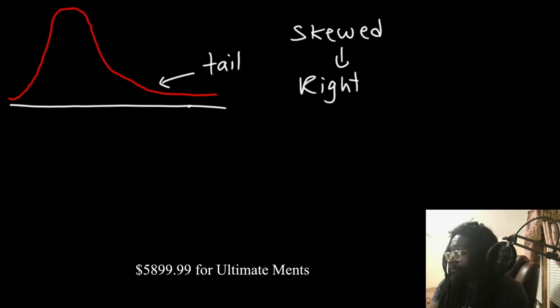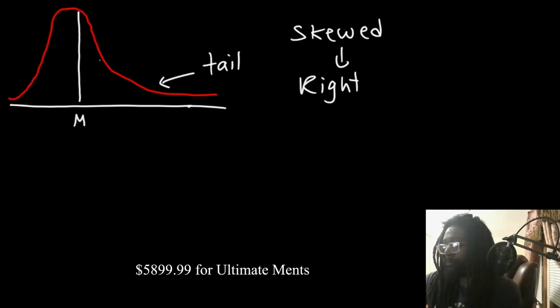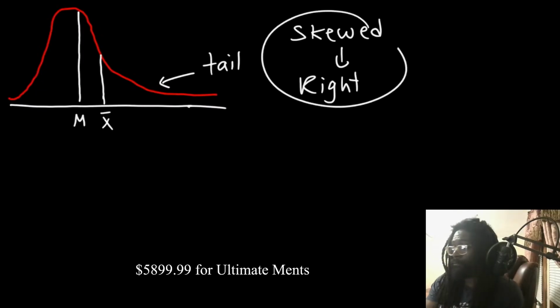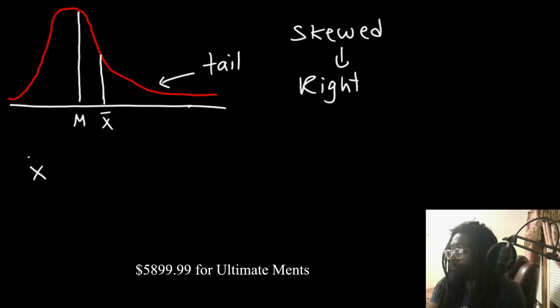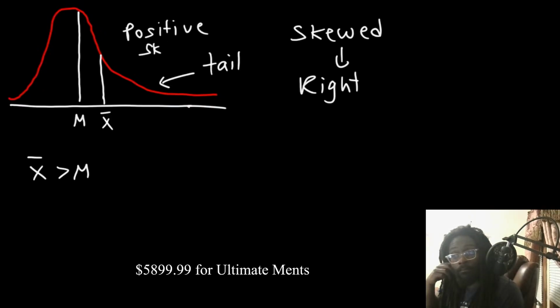Now, what is the relationship between the sample mean and the median in this case? So the median, the middle portion of the data, will be somewhere in this region, and the sample mean will be to the right of the median, since it's skewed to the right. So the mean will be greater than the median in this case. By the way, whenever you have a shape that's skewed to the right, some textbooks will refer to this as a positive skew. And it makes sense because positive numbers on a number line will be on the right side.